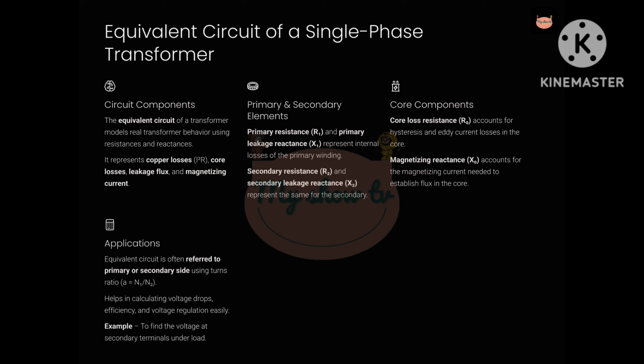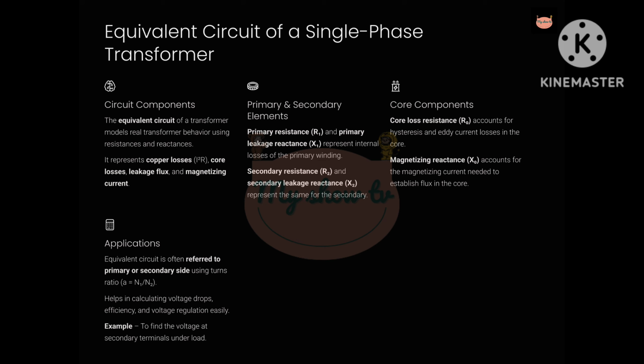1. The primary resistance, R1, represents the copper loss or I squared R loss in the primary winding. 2. The primary leakage reactance, X1, models the magnetic flux that doesn't link to the secondary. This is called leakage flux. 3. Similarly, on the secondary side, we have R2 and X2, which represent the same losses and effects in the secondary winding. 4. Then, to represent what's happening in the core, we introduce two more components.